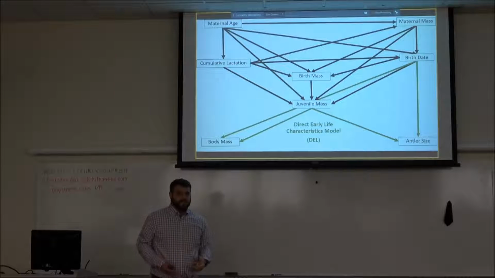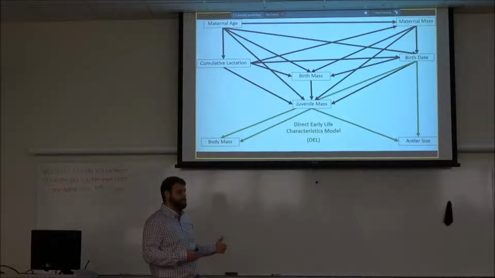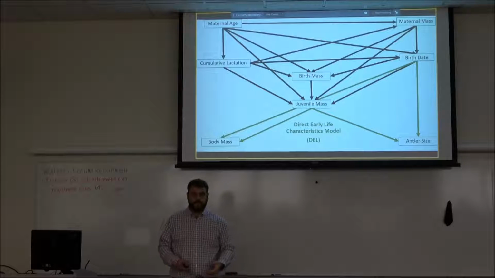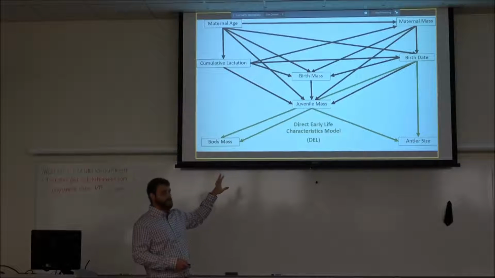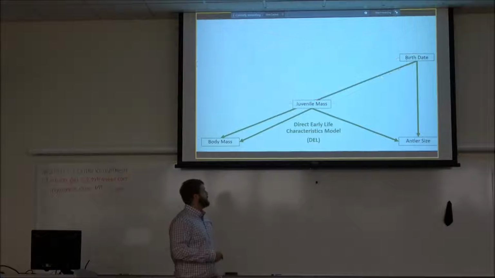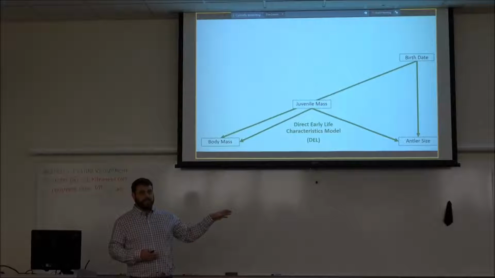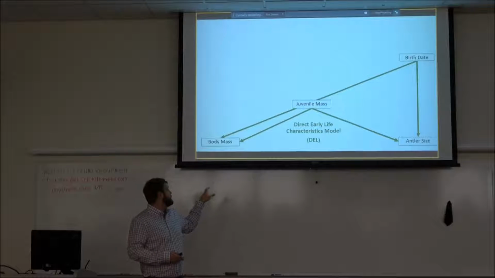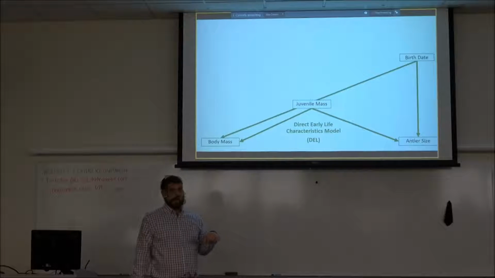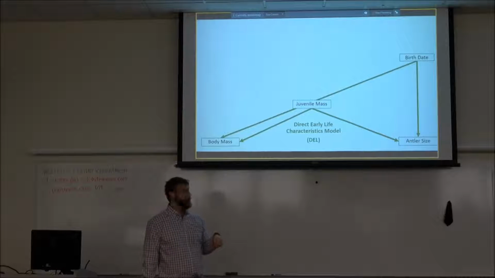So our second hypothesis was addressing direct effects of early life characteristics. So again, we have all these correlated variables that we're accounting for in the black lines. But the specific relationship we wanted to address with this hypothesis was whether or not the early life characteristic of birth date directly influences adult body mass and antler size. Again, holding juvenile body mass in that model as well.